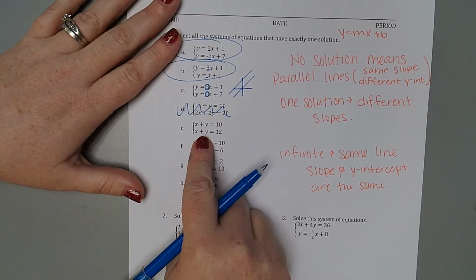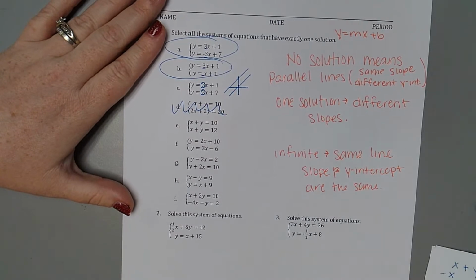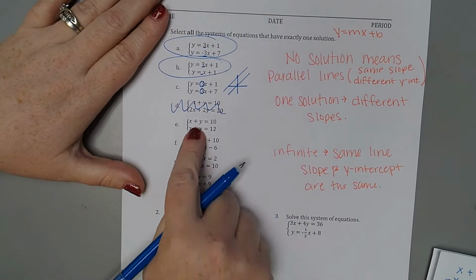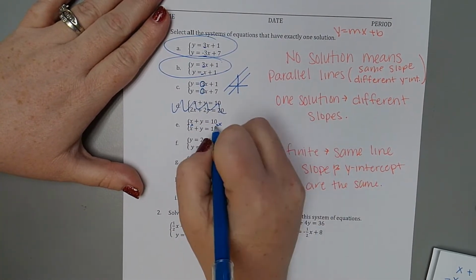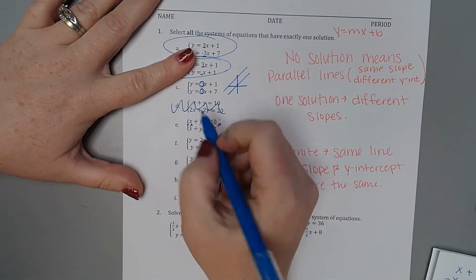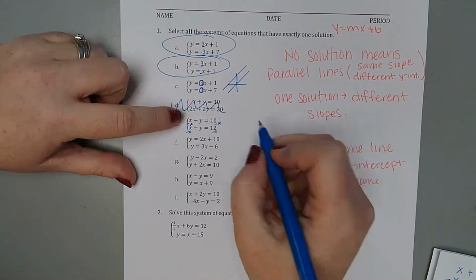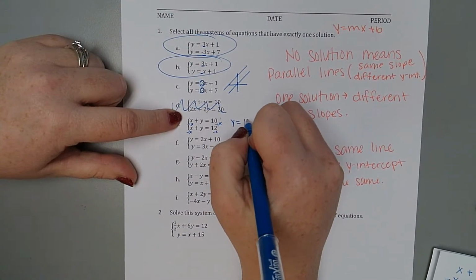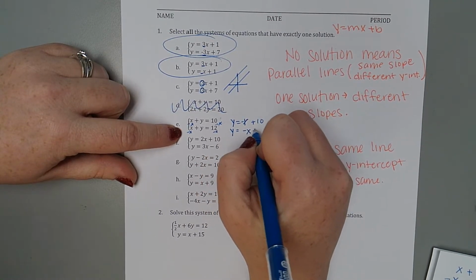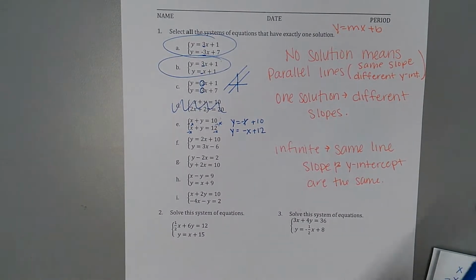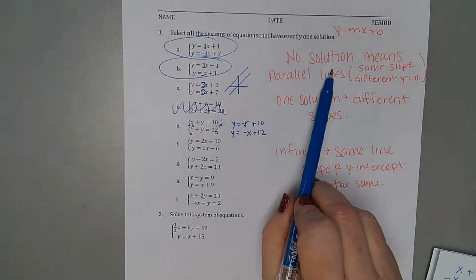Next one. So we have to do the same kind of thing. We need it to be in slope-intercept form. Because there's not a lot to do, I need to take x from each side. So I'm going to have minus x, minus x. Sorry, not plus. Minus x and minus x on this one. So my top one, I'm left with y equals negative x plus 10. Bottom one, y equals negative x plus 12. So I have the same slope, different y-intercepts. That means no solution.